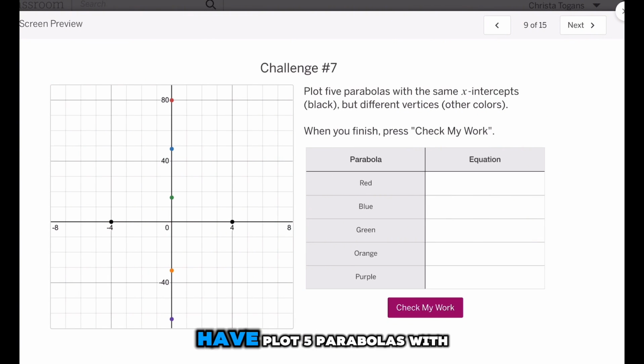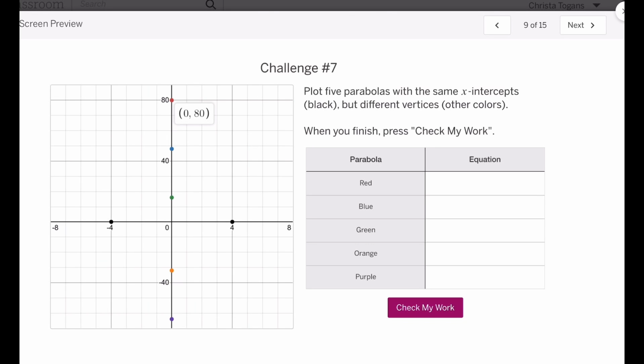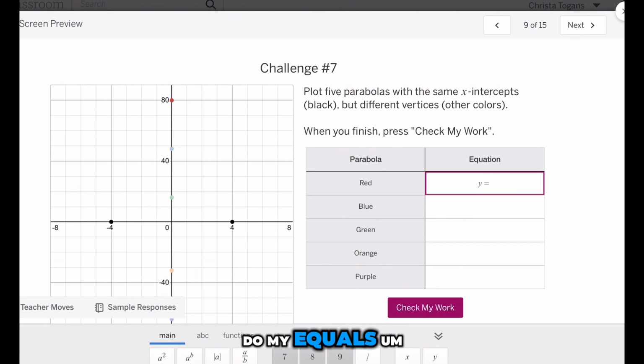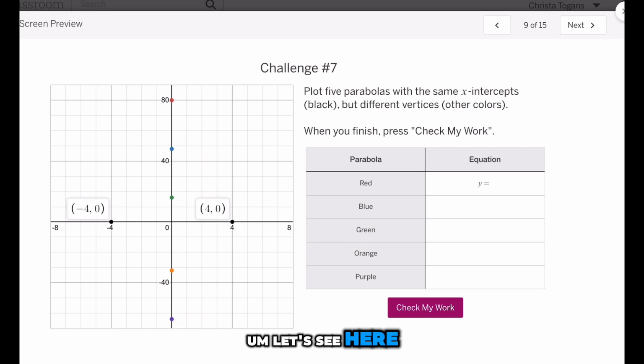Okay, so this one, we have plot 5 parabolas with the same x-intercepts but different vertices. That means a different vertex. Okay. So the red one, where am I? Ooh. So that means that my y-intercept is 80. So I would probably do y equals, let's see here.